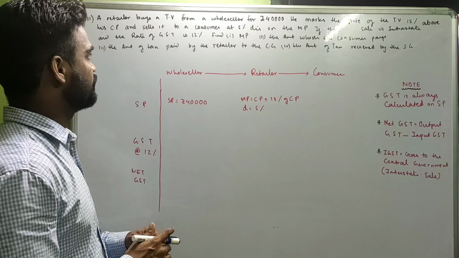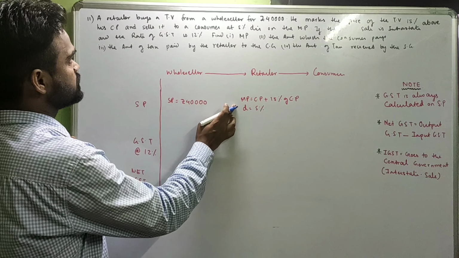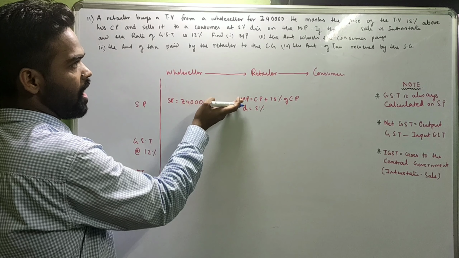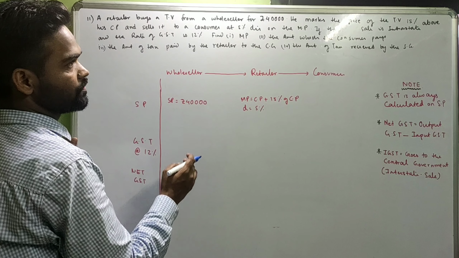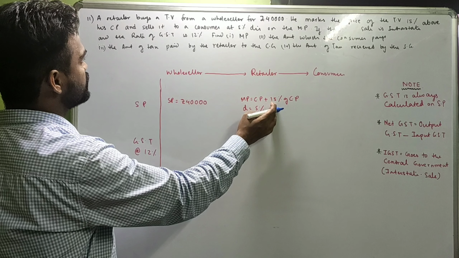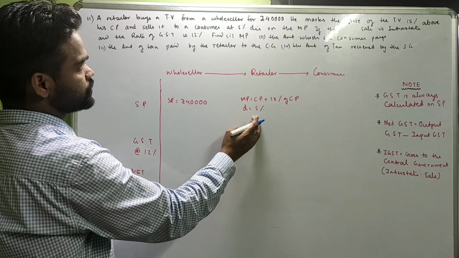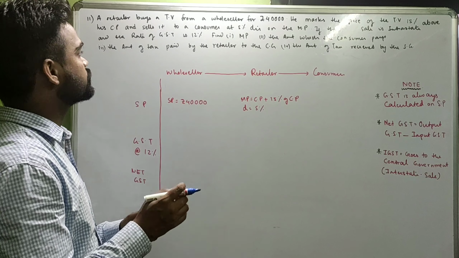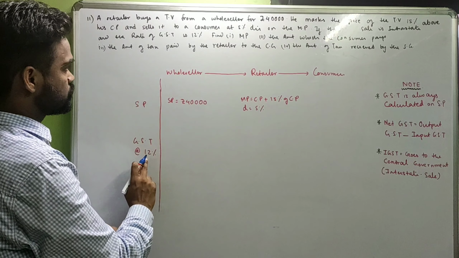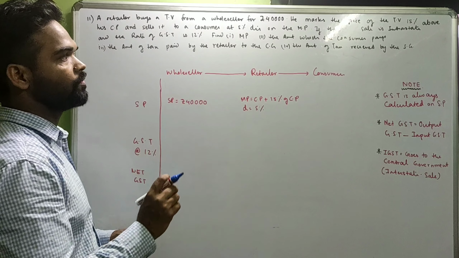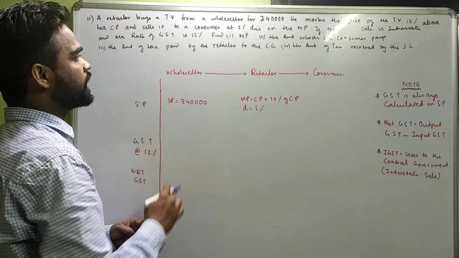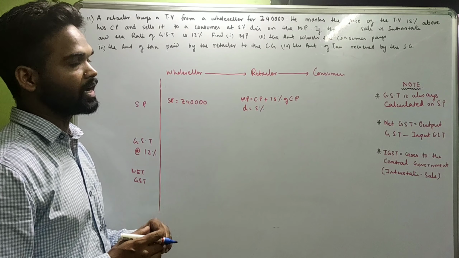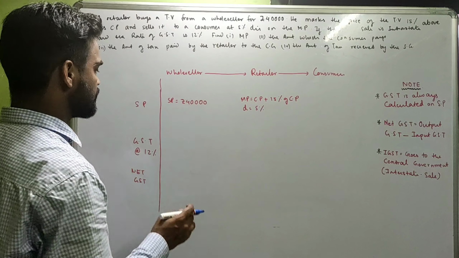Now let us look at the next sum. Now look at sum number 11. A retailer buys a TV from a wholesaler for rupees 40,000. He marks up the price of the TV 15% above the CP and sells it to the consumer at 5% discount on the mark price. If the sale is interstate and the rate of GST is 12%, find the MP, the amount which the consumer pays, the amount of tax paid by the retailer to the central government, and the amount of tax received by the state government. Step by step.